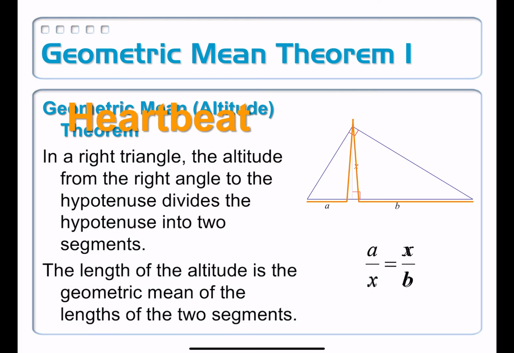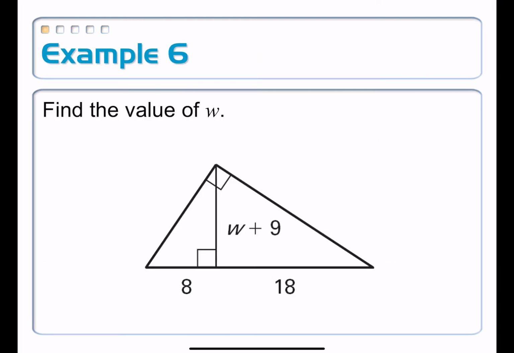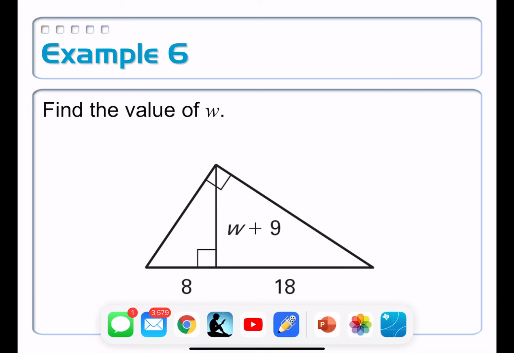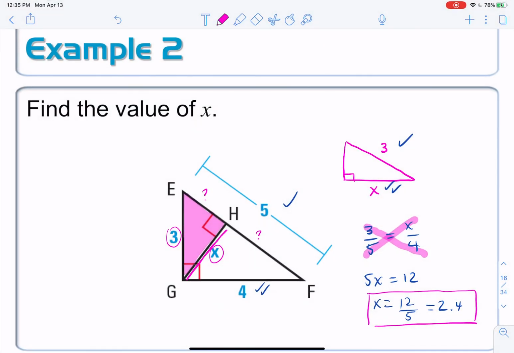Speaking of examples here, let's try one more. Example 6. Find the value of w. And notice that in this particular picture, in this right triangle, w is part of this expression which gives us the length of the altitude. The altitude is breaking up the hypotenuse into two pieces. This w plus 9 should be the geometric mean between these two pieces, 8 and 18. This looks like it's set up to be a heartbeat.